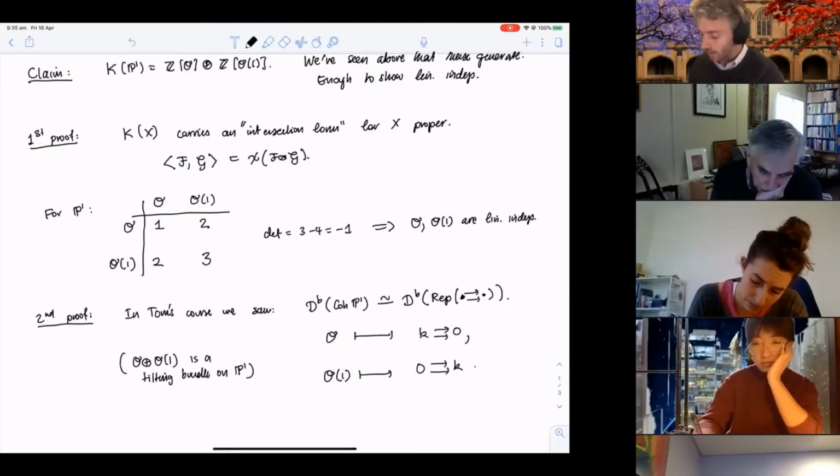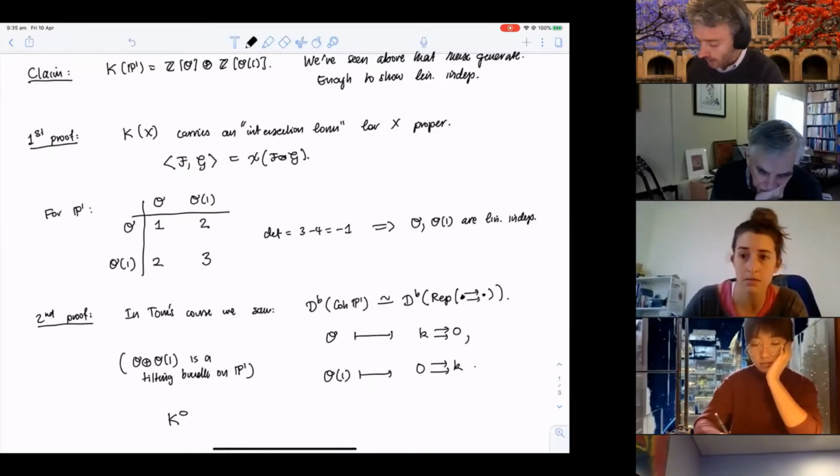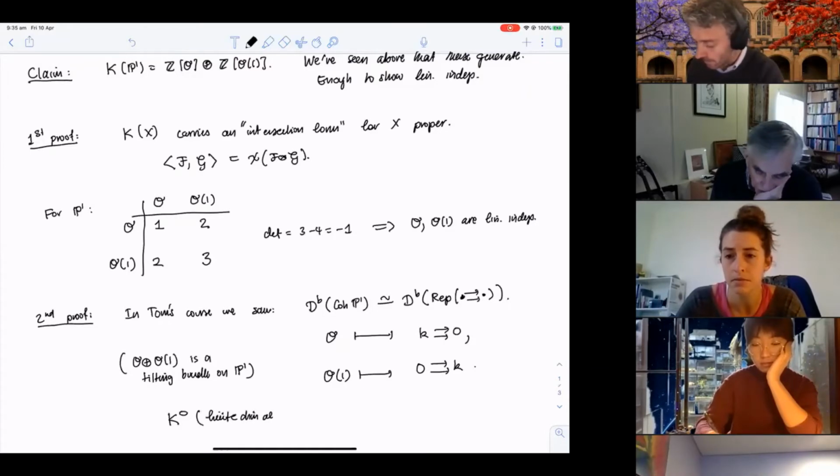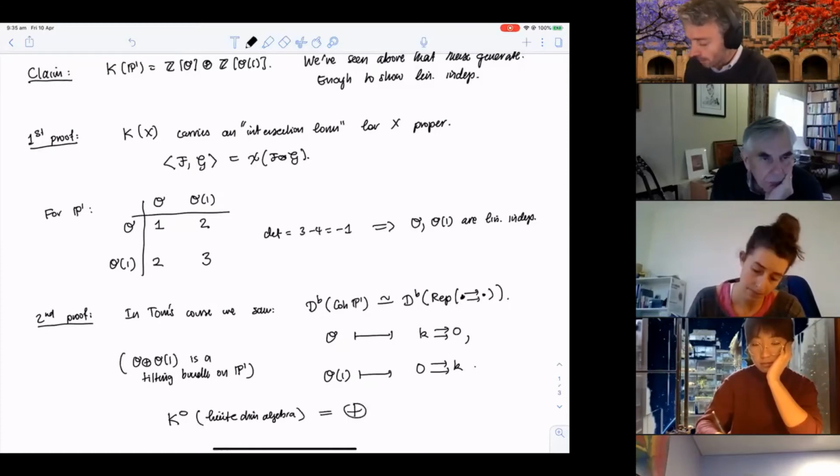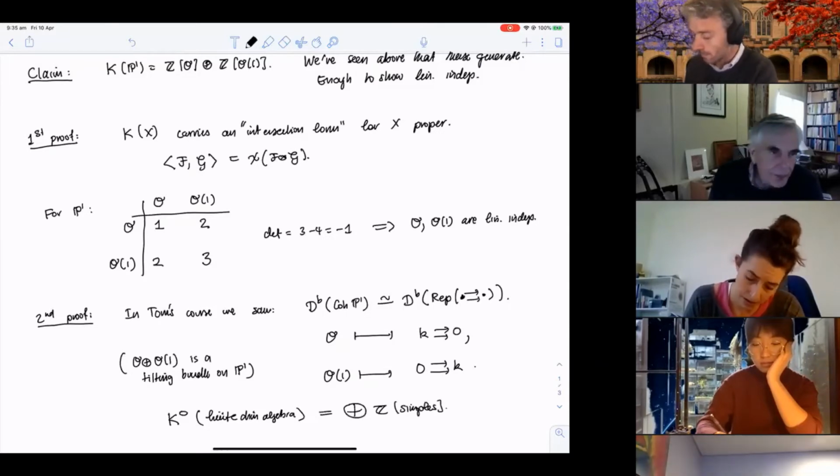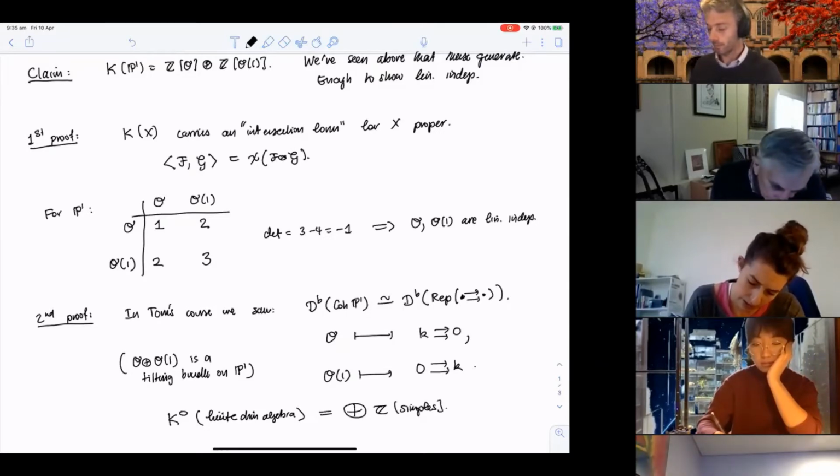Okay, but K0 of a finite dimensional algebra is freely generated by the classes of the simples. And these are precisely the two simple representations of this quiver.